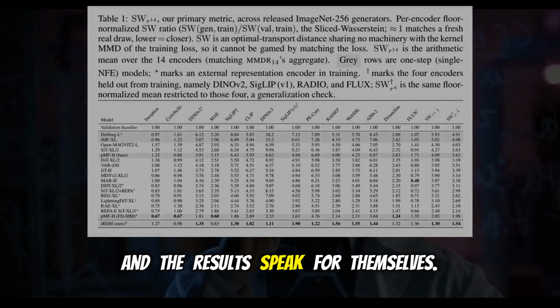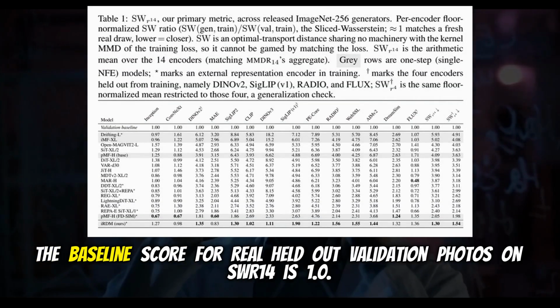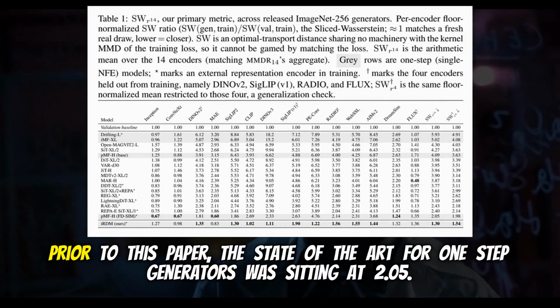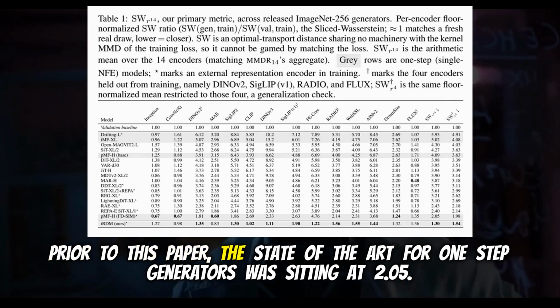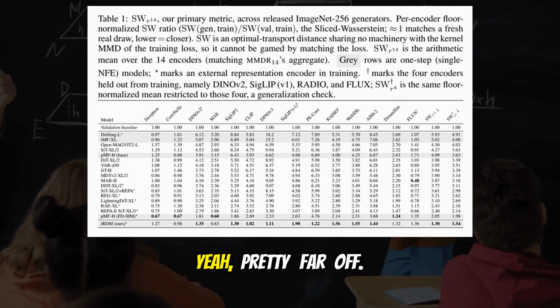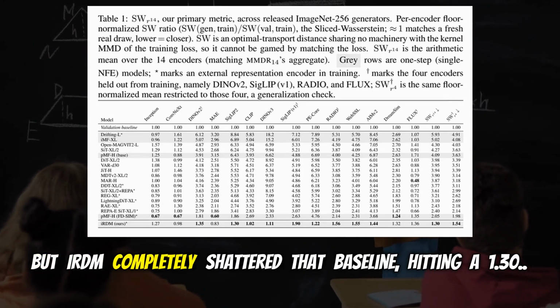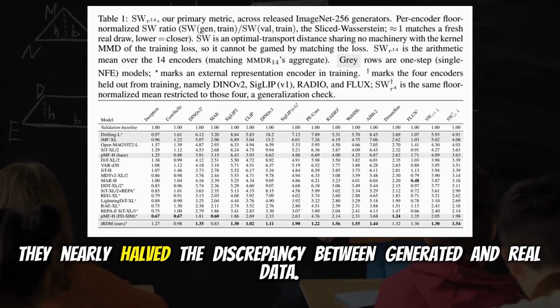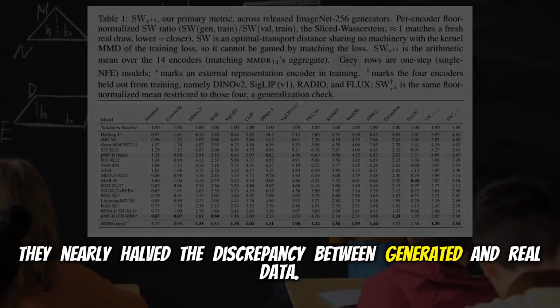And the results speak for themselves. The baseline score for real, held-out validation photos on SWR14 is 1.0. Prior to this paper, the state-of-the-art for one-step generators was sitting at 2.05. Yeah, pretty far off. But iRDM completely shattered that baseline, hitting a 1.30. They nearly halved the discrepancy between generated and real data.